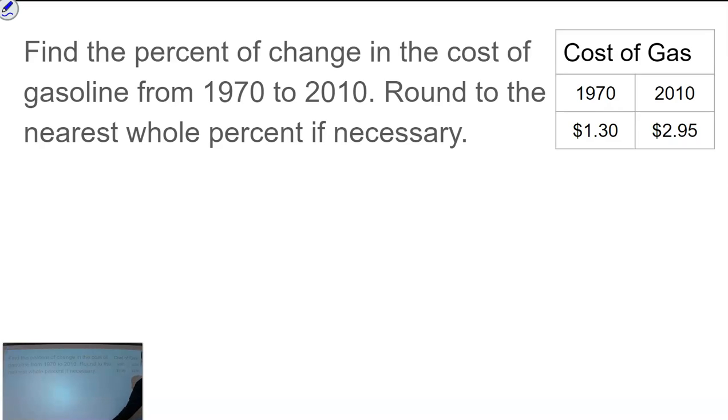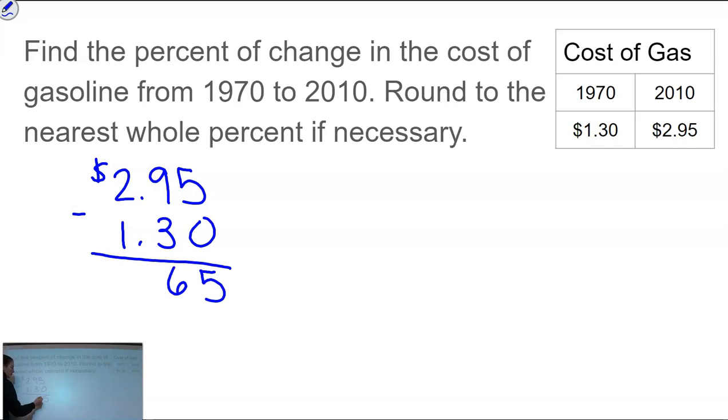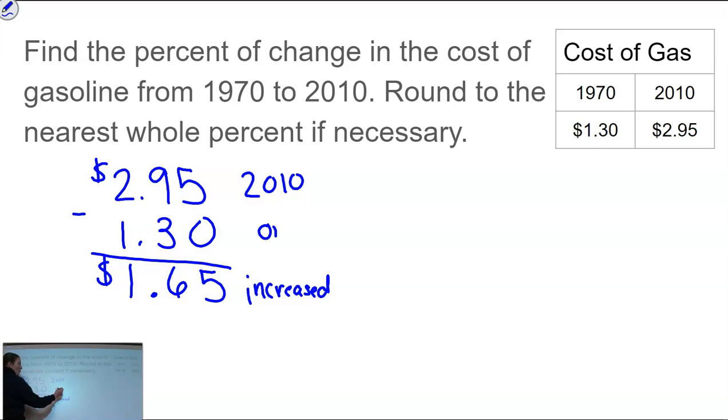So let's go ahead and figure out how much it changed from 1970 to 2010. I'm going to write $2.95 and subtract $1.30. When I do that, I get $1.65, and it increased. So I'm going to write the word increase so I know that it increased this amount. The $2.95 is what it is in 2010, and the 1970 is your original.